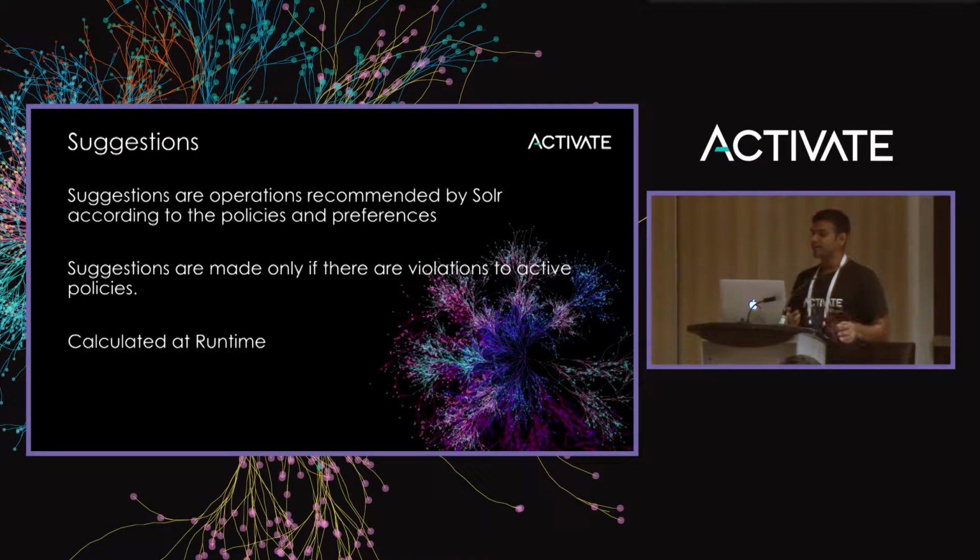Suggestions are only made when you are violating these active policies, and they are calculated at runtime. What that means is every time you hit the suggestions endpoint, Solr will calculate, hey, you know what, based on these policies, these preferences, based on these nodes, I will just quickly do the math and give you what all needs to be done at that given instance. So at different intervals, you can get different outputs. So keep that in mind when you're running suggestions.